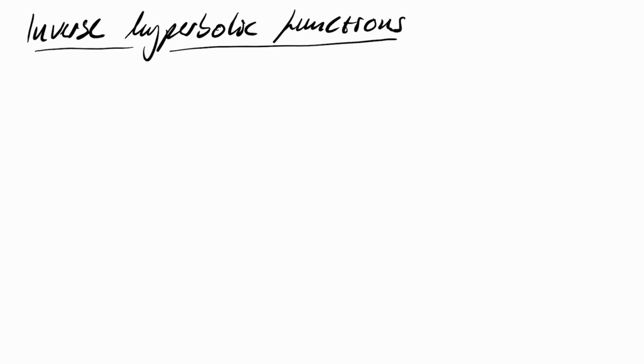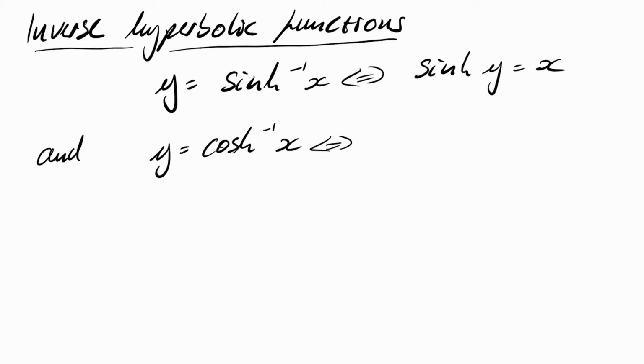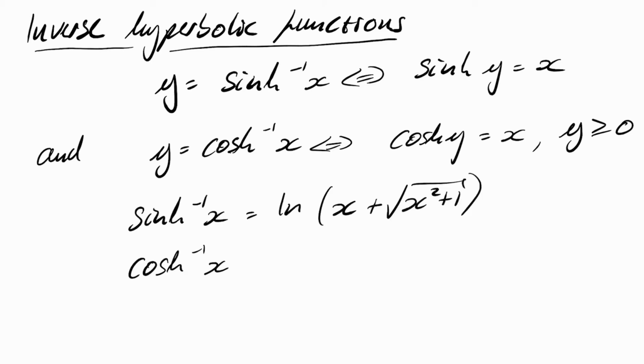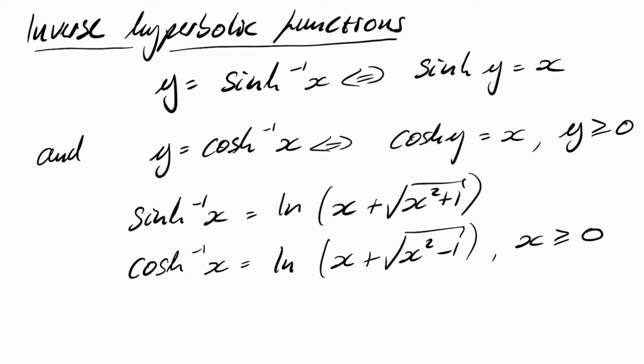The inverse hyperbolic functions are relatively easy to define, except for cosh, which doesn't pass a horizontal line test, so it only has an inverse function for positive x. So we define them in the usual way. Now, in fact, these can be related to the log function. These seem a little bit strange at first sight, but they're quite easy to work out.